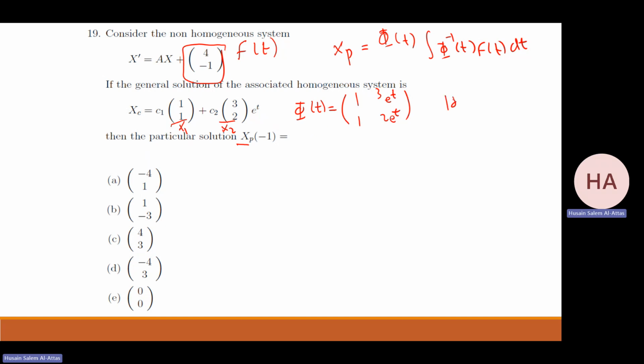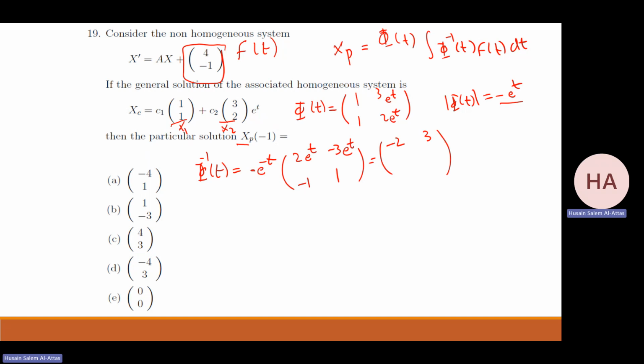So I need to find the determinant of Φ(t). That will be what? 2 minus 3, minus e to the power t. So Φ inverse of t, that will be what? Minus e to the minus t, 1 over this, which is minus e to the minus t. Then this one, 2e^t, and this is 1, and this is minus 3e^t, and this is minus 1. Yeah, so be careful. That will be minus 2. That will be 3. e to the power minus t times e to the power t is e to the power 0, which is 1. This is e to the minus t. This is minus e to the minus t.